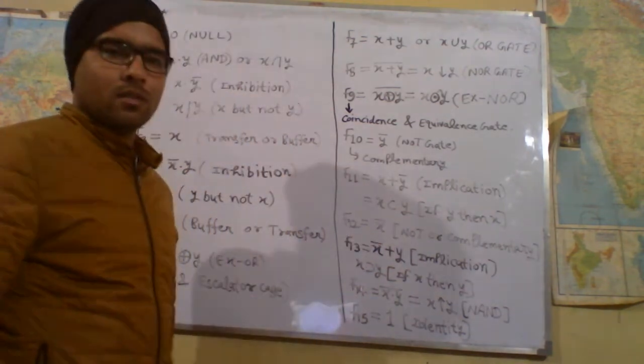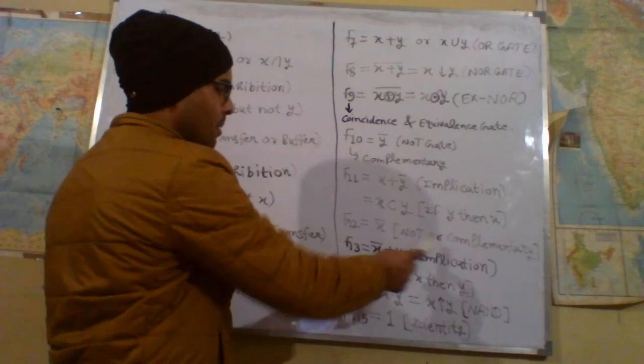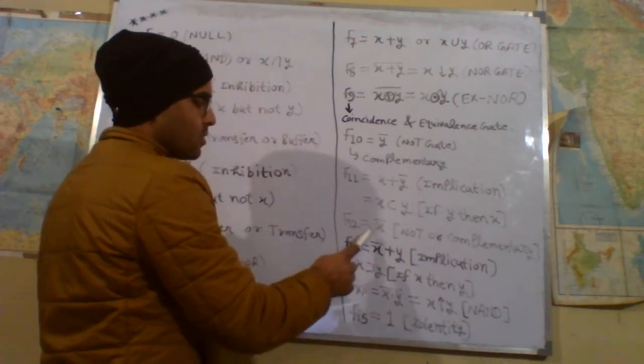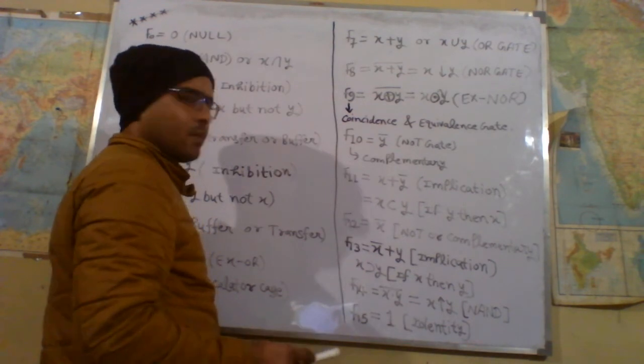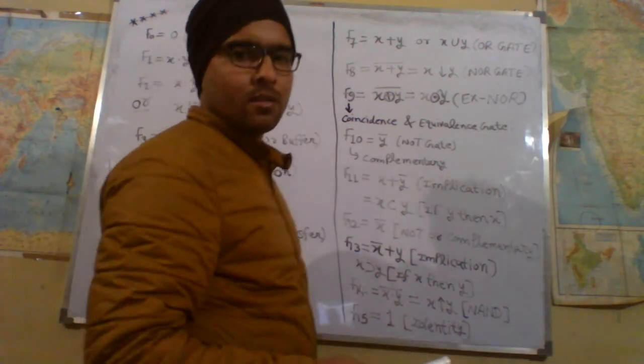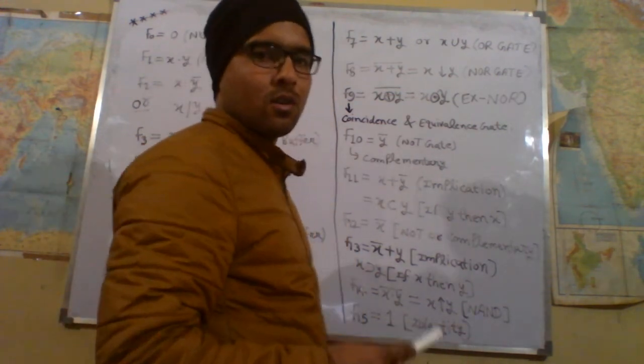Next is F12, F12 equal to X bar. So X bar is called NOT gate or complementary gate. In this case also, if we are giving input as 1, then it will give output as 0, and if we are giving input as 0, then it will give output as unity or 1.